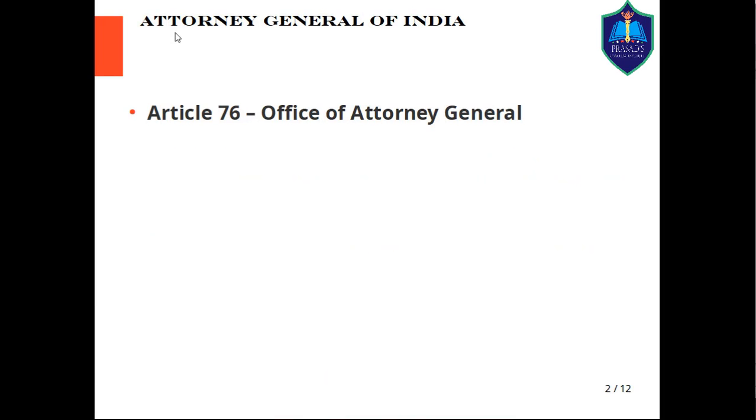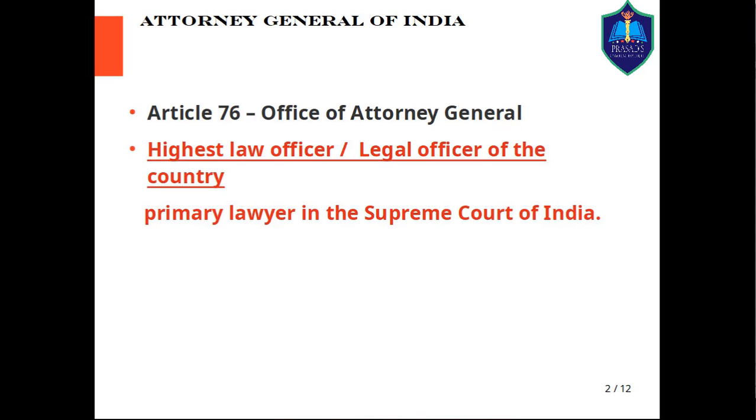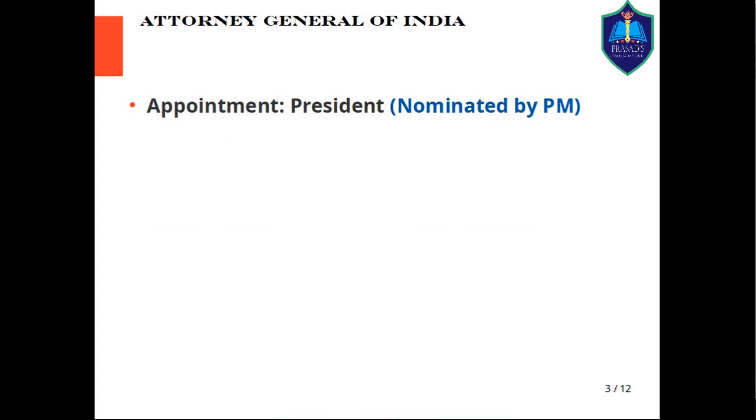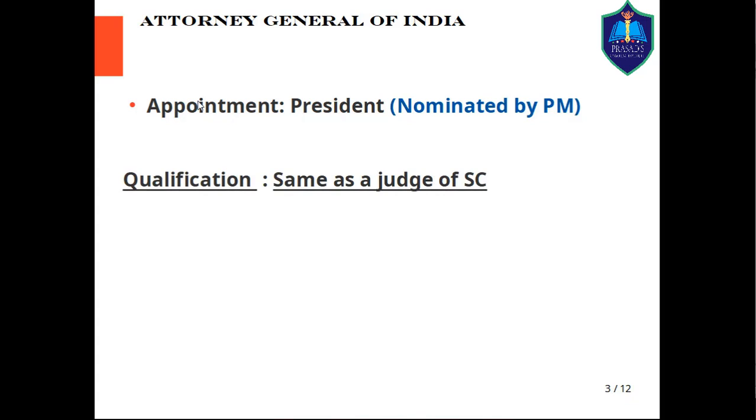Attorney General is a constitutional post. It is given in Article 76. He is the highest law officer or the highest legal officer of the country. Attorney General is the primary lawyer in the Supreme Court of India. Also, he is the Indian government's chief legal advisor. Attorney General is appointed by the President by the nomination of Prime Minister.